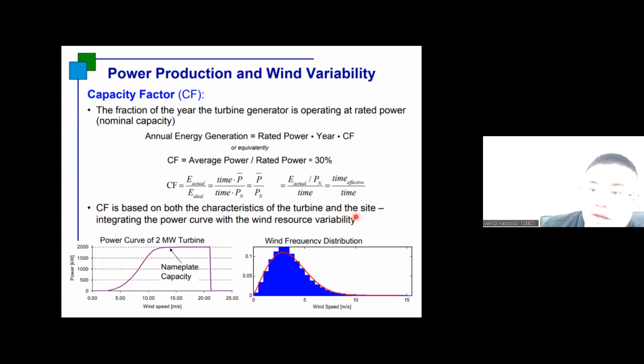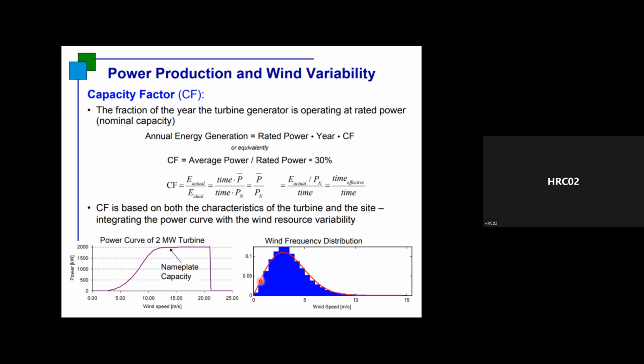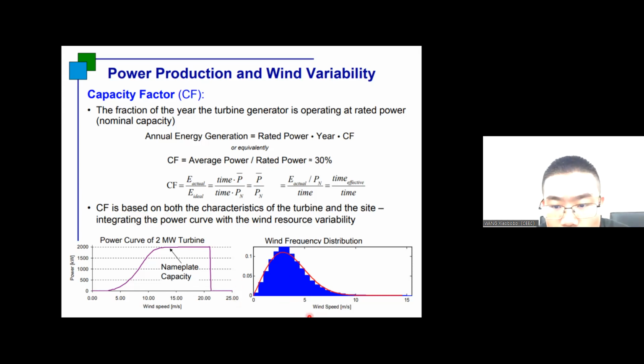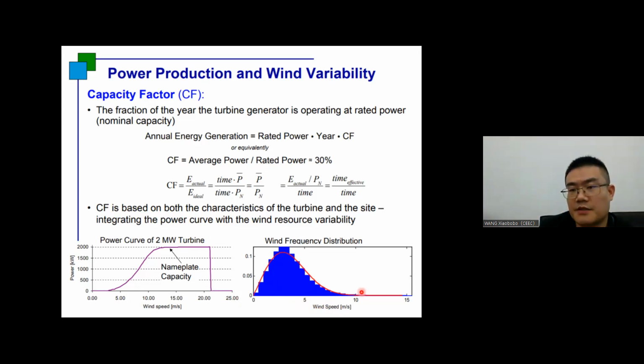Because at the start we have the specific wind speed, integrating the power curve with the wind resource variability. We can see the wind resource. So generally, we can see the capacity factor of wind or solar. The calculation method is similar between solar and wind. We can always see that the capacity factor of wind or solar is much lower than a fossil fuel power plant. In this diagram, we can see the wind speed variation. For example, for a dedicated turbine, we have a wind speed lower than 5 meters per second. So it's not operated at the rated power, so it cannot be counted in the capacity factor.